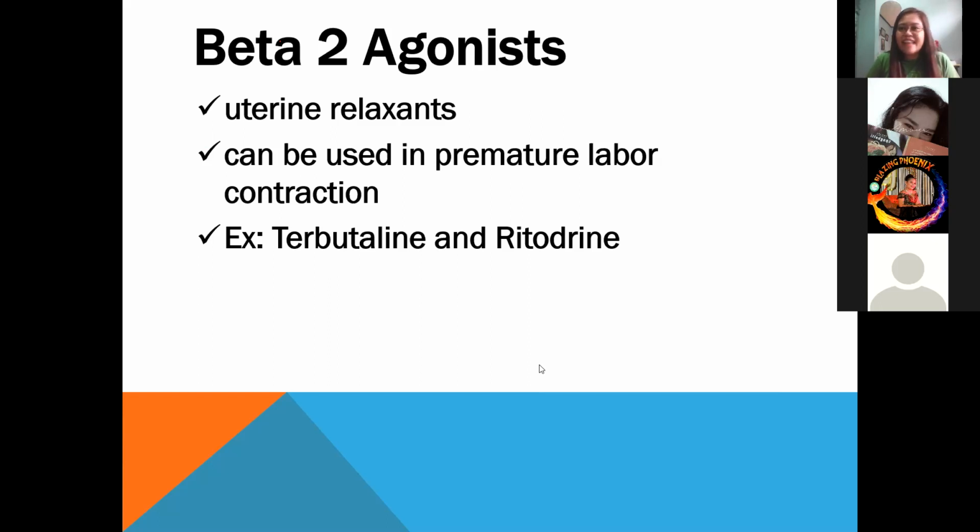So, remember, class, the beta-2 receptor can also be found in the uterus. So it can cause relaxation. Just like the bronchioles that relax, the uterine smooth muscle also relaxes. So this is beneficial if there is premature labor contraction, like in pregnant women, before 9 months, whose uterus suddenly contracts. The baby would be born premature. So to make the uterus relax, we can use a beta-2 agonist, in the form of either terbutaline or ritodrine. They can be used for asthma, but since beta-2 is also in the uterine smooth muscle, they can be used for premature labor contraction. So that's it.